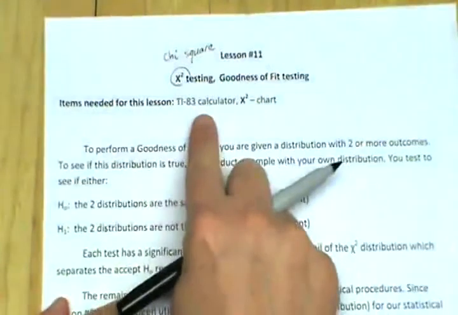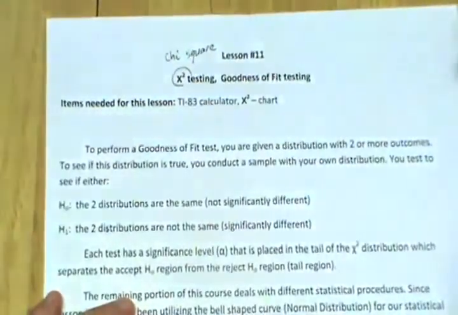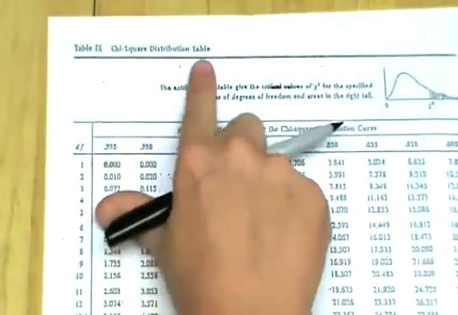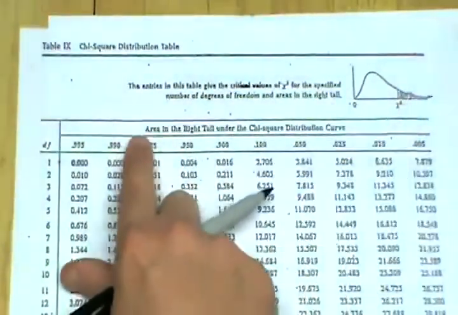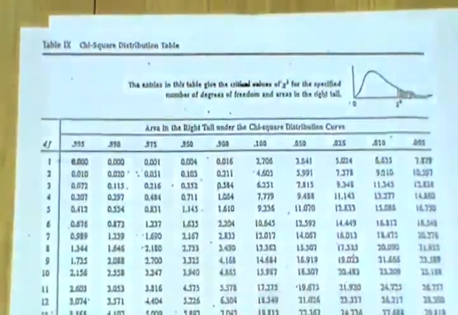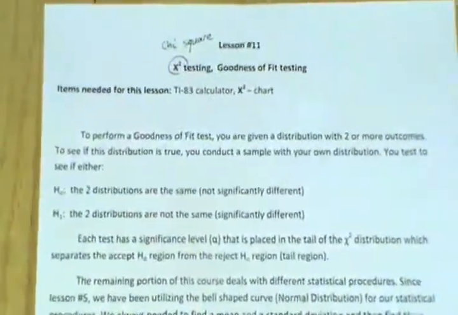For this lesson, we're going to need our TI-83 calculator and also a new chi-square chart. It should look something like this. On the top, it's going to say chi-square distribution table. It's going to give you a new table on the right-hand side. It's going to ask for area in the right tail, and they give you a bunch of areas in the right tail. We're going to figure out how to use this chart in just a little bit, but you want to download that from the website.